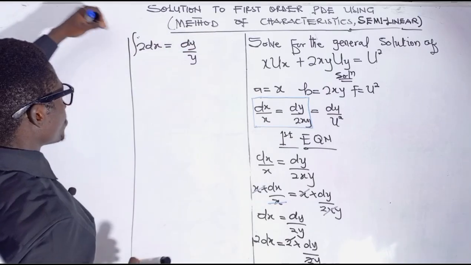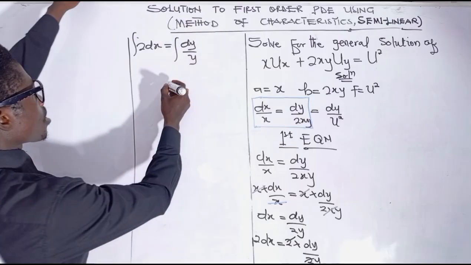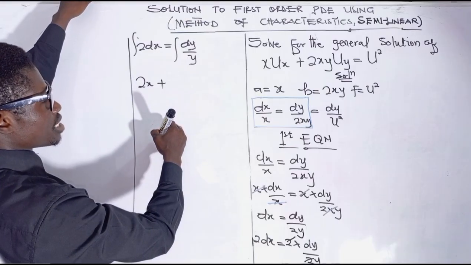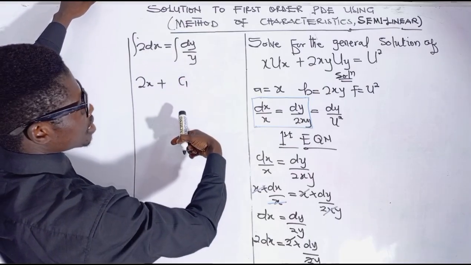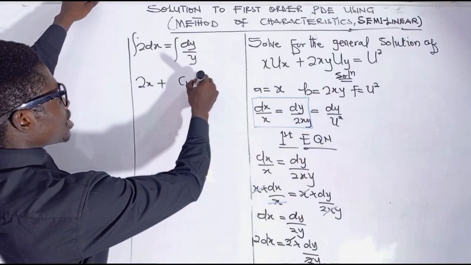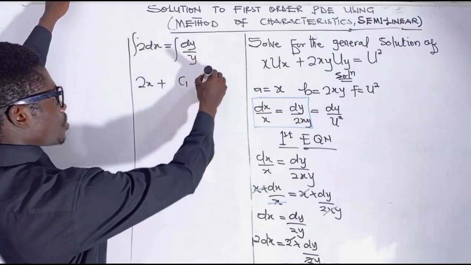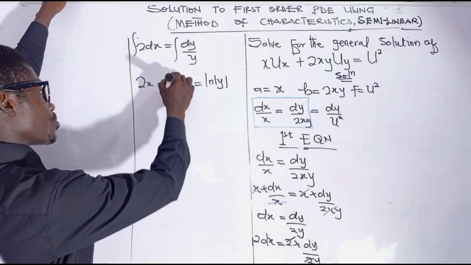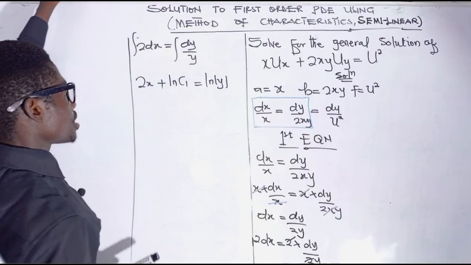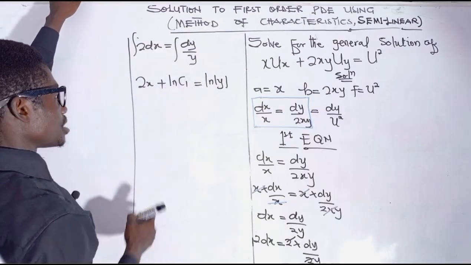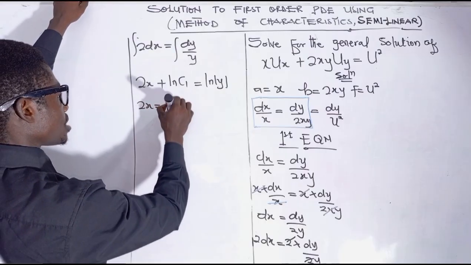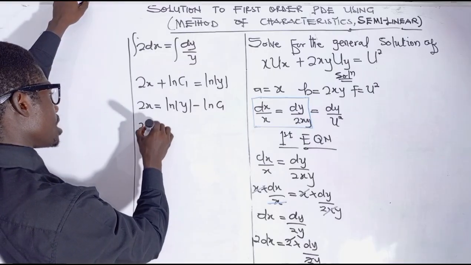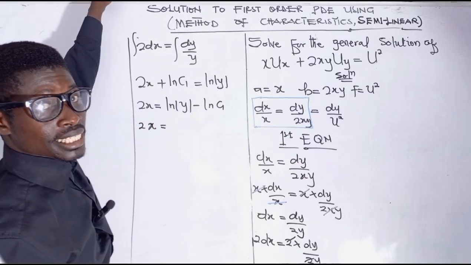Now from here we have separated the variables, and therefore we can integrate them. When we integrate 2dx, we are going to get 2x. Then we add our constant of integration, c. Since we are going to have two equations, let's call this c1. When we integrate dy over y, we get ln y. Since we have ln here, let's write the constant as an ln as well, so that ln and ln combine. We want to make c1 the subject. So we have 2x is equal to ln y minus ln c1.